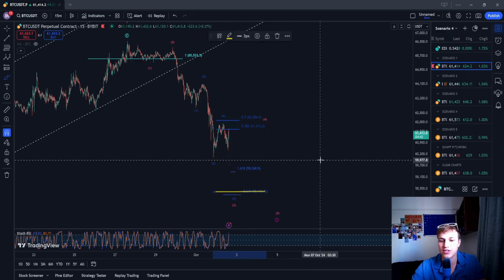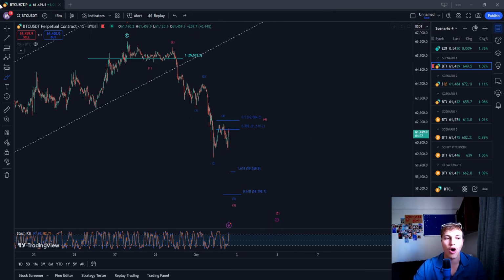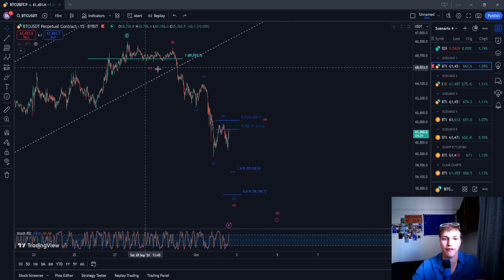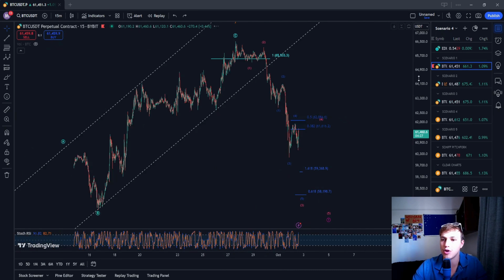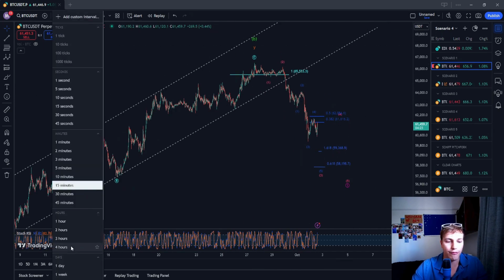This wave 5 is the target at 58,196. After that, we should get a wave 4 to the upside and 5 completing that big wave 1 in the wave C. That is at the moment the main scenario at this time frame.